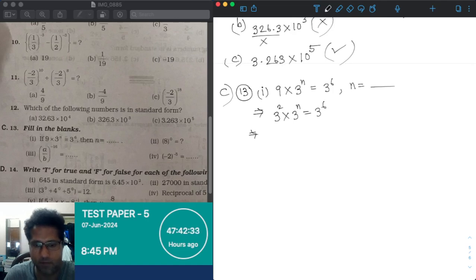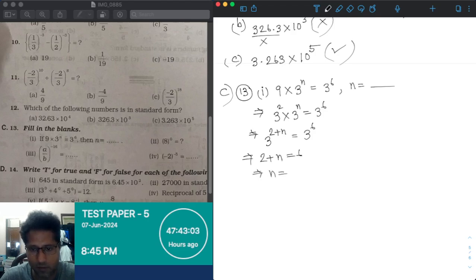This implies we have exponentials where the bases are the same, 3. So this becomes 3 to the power 2 plus n equals 3 to the power 6. Now we see two exponentials are being equated and the bases are the same, so we can say that the powers will be the same. So 2 plus n equals 6. This implies n equals 6 minus 2 equals 4. So n equals 4 is the answer. N equals 4. Okay.